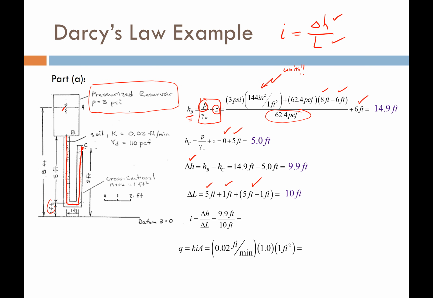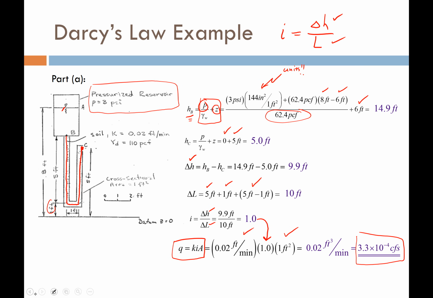I can compute then my hydraulic gradient as the change in head divided by the change in length, and that gives me a hydraulic gradient of about 1.0. So you'll recall that the hydraulic conductivity was given, cross-sectional area was given, and I just have to plug my hydraulic gradient into this equation. This again is Darcy's law, and computing the numbers we get 0.02 cubic feet per minute. Well, I'm probably going to want mine in cubic feet per second, so I do a quick unit conversion, and there's my answer right there.